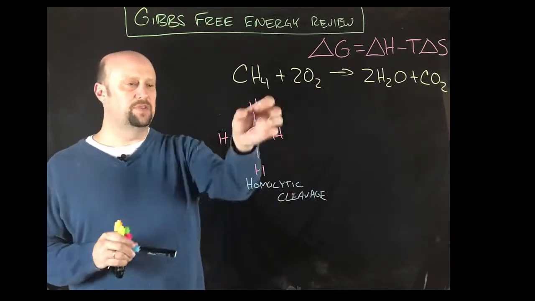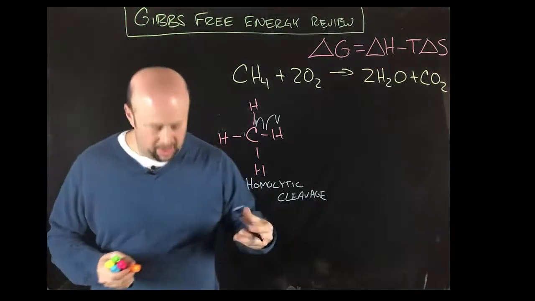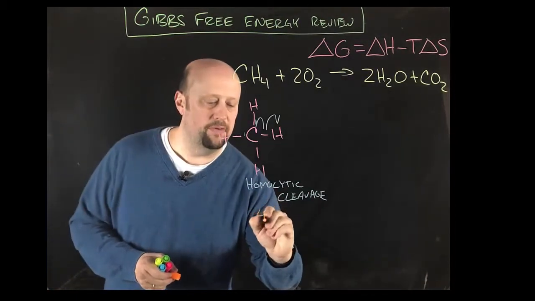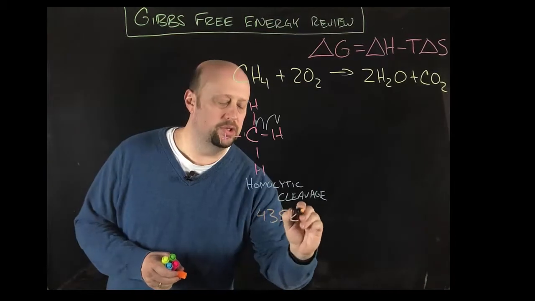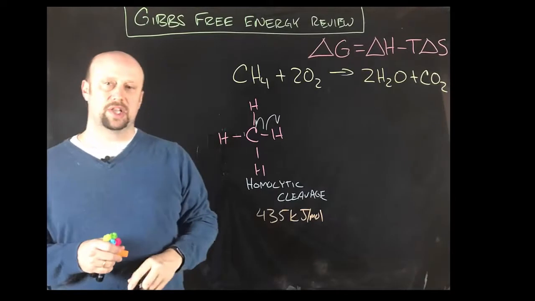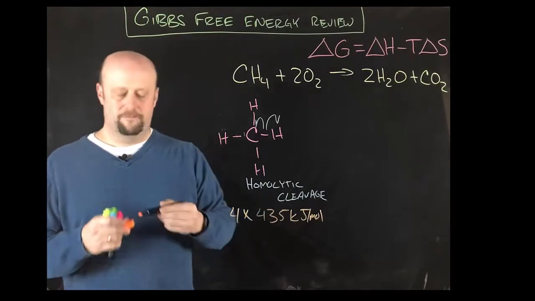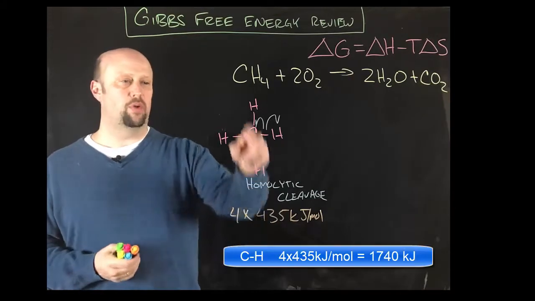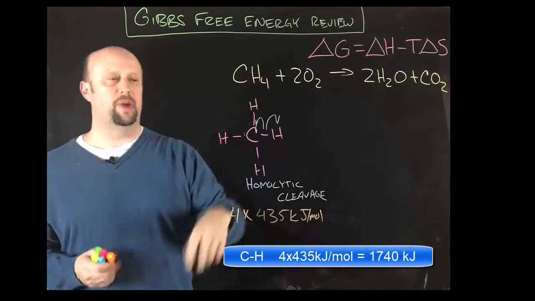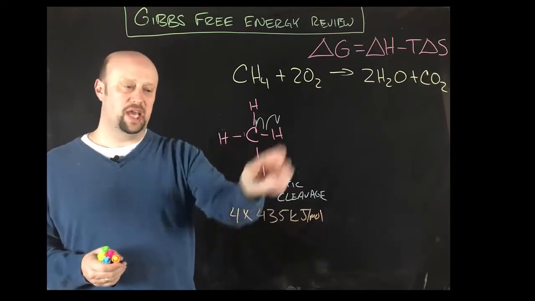And so in the case of this particular reaction, we've got 435 kilojoules per mole for each one of these bonds that I'm breaking. Okay, and what that really is is 4 times 435 kilojoules per mole, because if I'm breaking down 1 mole of methane, I have to break 4 of those C-H bonds.